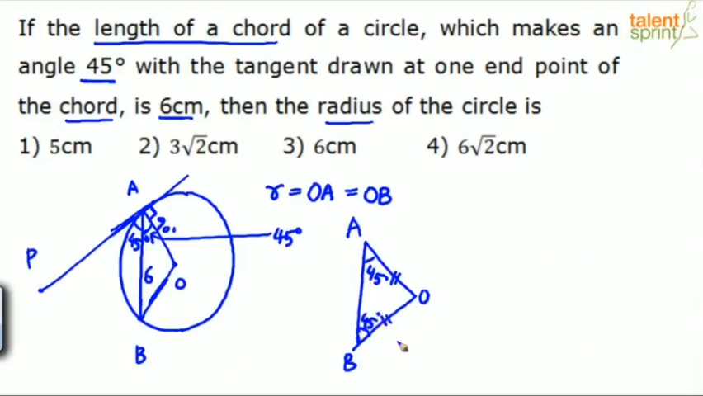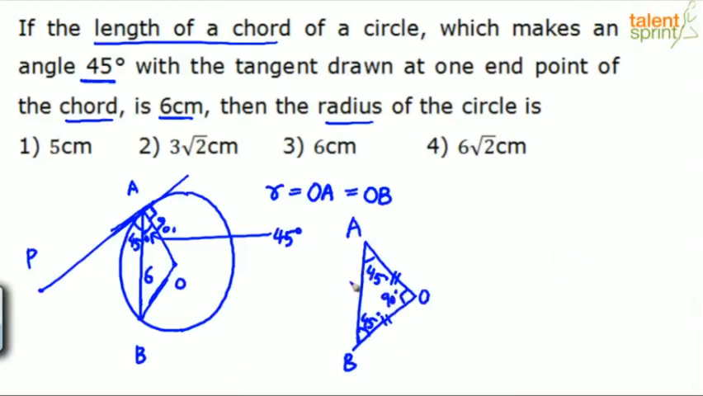Yes or no? OA is equal to OB, so it is an isosceles triangle. So angle A should be equal to angle B, 45 and 45. If angles A and B are 45 and 45 each, what should be angle O in this triangle? It should be 90 degrees, because the sum of all the angles is 180, right?